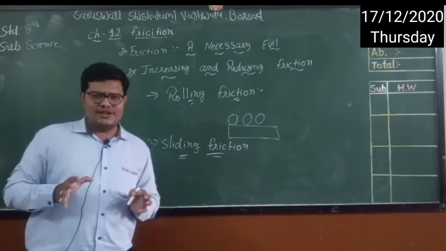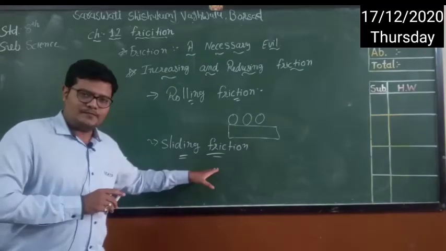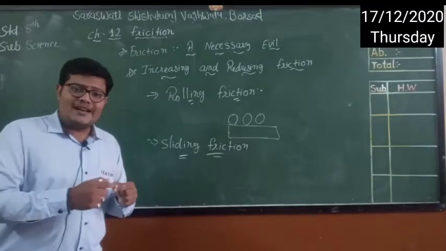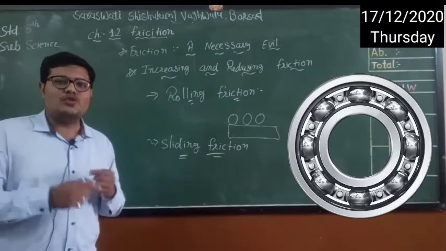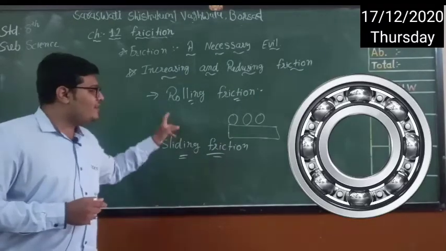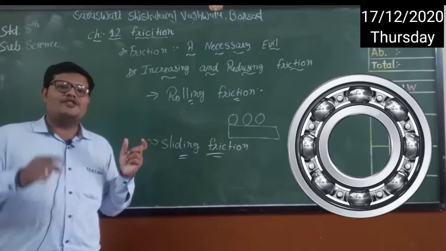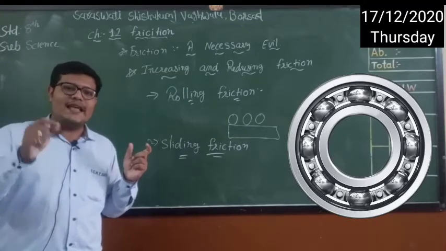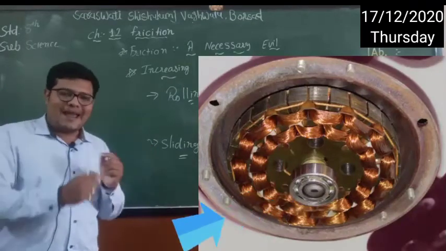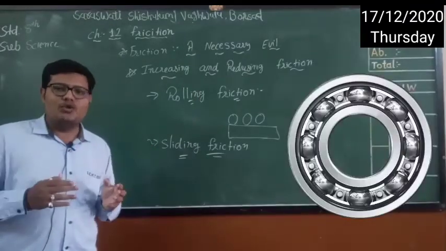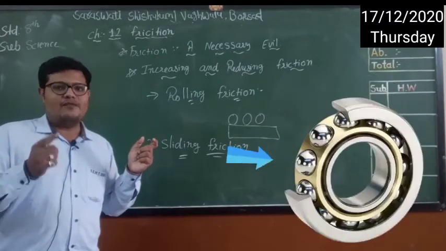In most of the machines, this sliding friction is converted into rolling friction by using ball bearings. See here in the image, you are able to see a ball bearing, which is used in many parts of bicycles, even in fans, cars and motorbikes, because there are many parts which need to move smoothly. That is why these ball bearings are used in the wheels of this kind of vehicles.